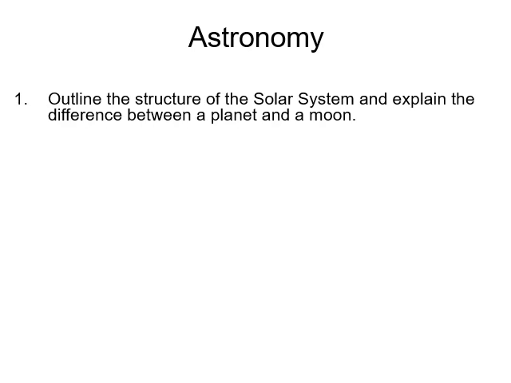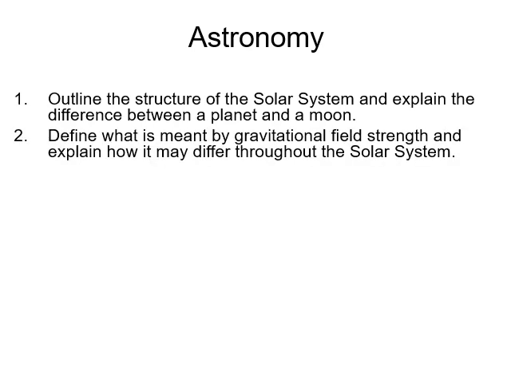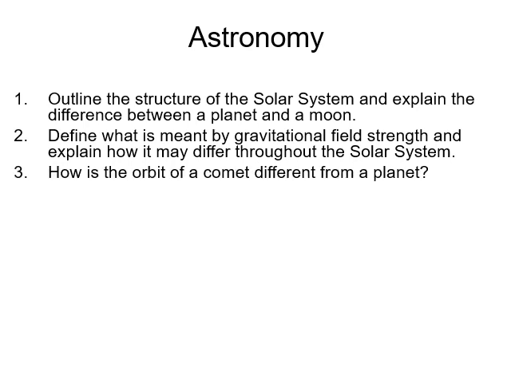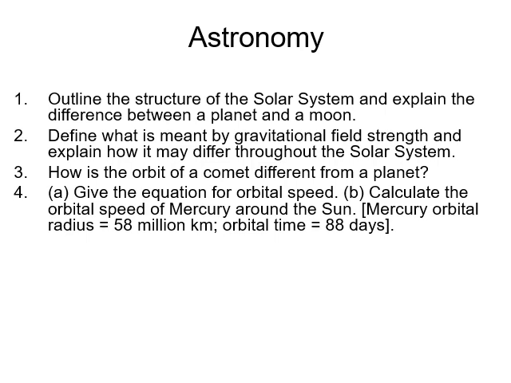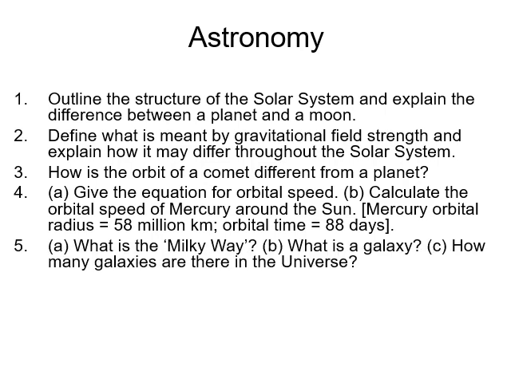Okay, so outline the structure of a solar system will be the first one. Define what is meant by gravitational field strength. How is the orbit of a comet different from a planet? Give the equation for orbital speed and then use it to calculate the orbit of Mercury. And finally, what is the Milky Way? What are galaxies and how many galaxies are in the universe?